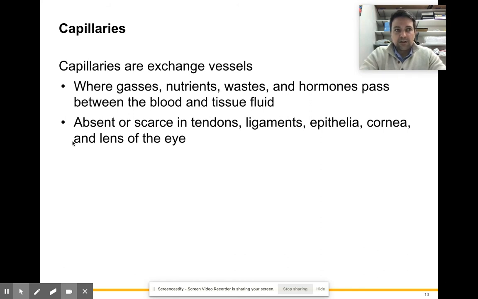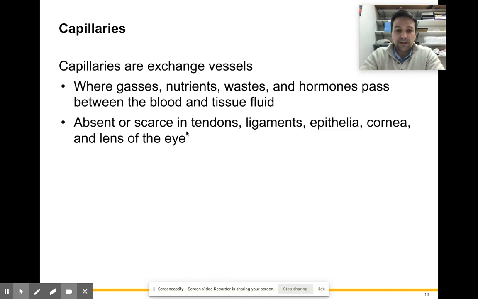With that said, there has to be a connection between your arteries and veins, because whatever's in your arteries has to go back to your heart through your veins. And that connection between the two is called a capillary. The connection between an artery and a vein is called a capillary. So this is where gases, nutrients, waste, and hormones pass between the blood and the tissue fluid. This is where things are going to exit, leave, and go from one type of blood vessel to the other.